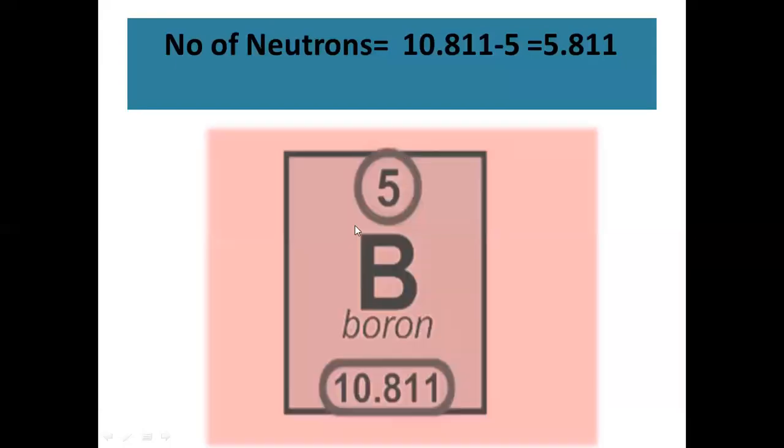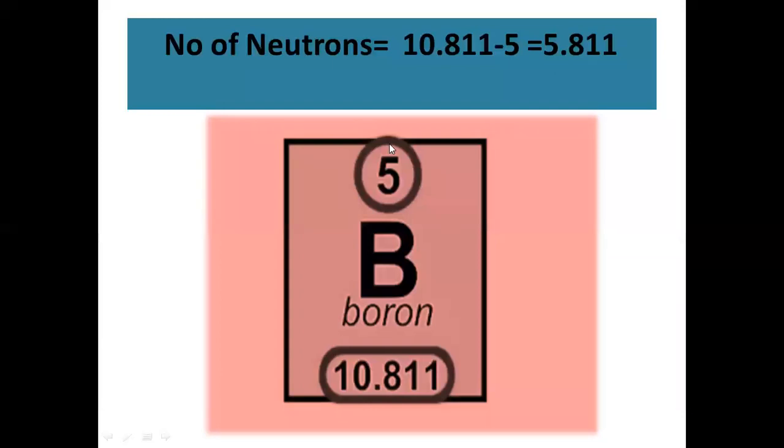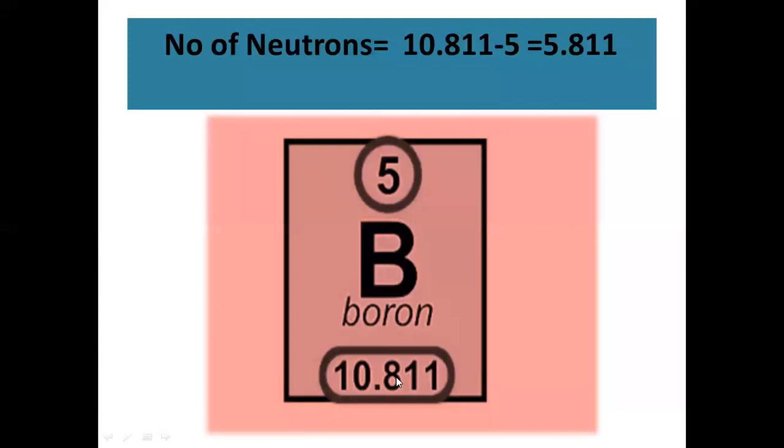We have an example of boron. Atomic number of boron is 5 and its mass number is 10.811, and we have to find out the number of neutrons in the nucleus of boron. We will use the formula. Number of neutrons is equal to mass number minus atomic number. Mass number is 10.811 and atomic number is 5. The answer is 5.811. So by using this formula, we can find out the number of neutrons for any atom.